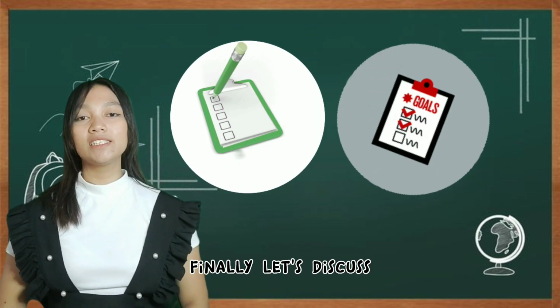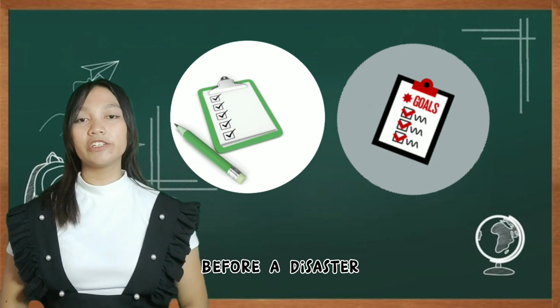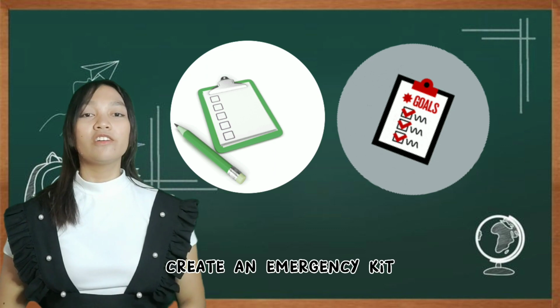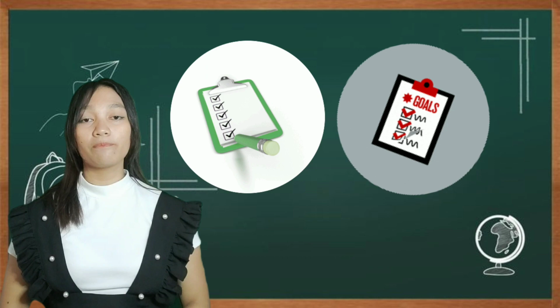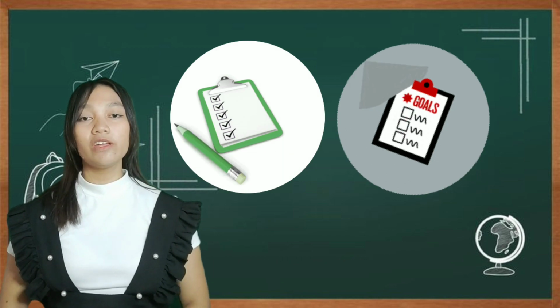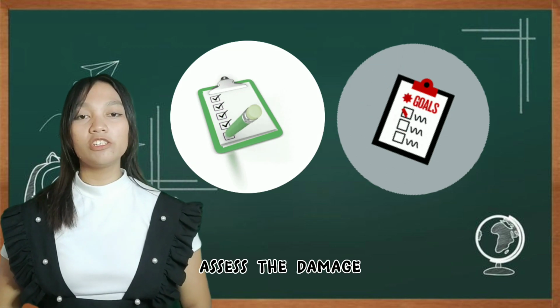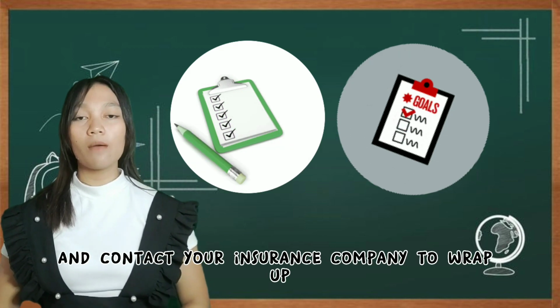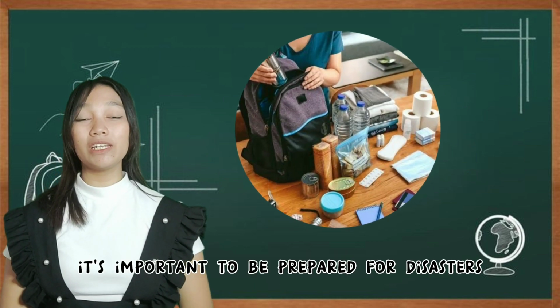Finally, let's discuss what to do before and after a disaster. Before a disaster, you should create a plan, create an emergency kit, and be informed about the risks in your area. Then after a disaster, you should check in with your family and friends, assess the damage, and contact your insurance company. To wrap up, it's important to be prepared for disasters.